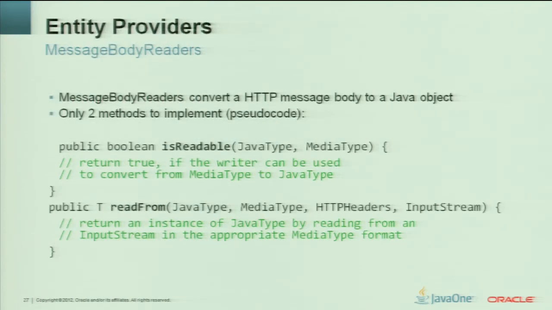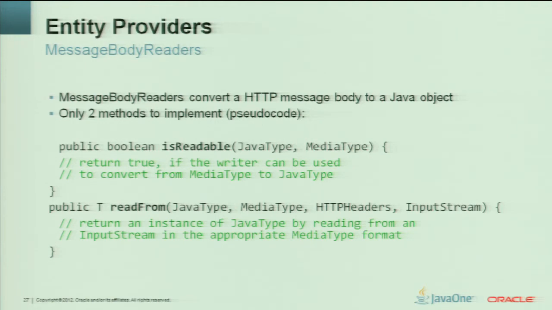So, an example: the message body reader interface. This is used for converting an HTTP message body to Java objects, and you only have to implement 2 methods. That's pseudocode without all the details of the parameter names, but basically it looks like that. When you want to create a new message body reader, you have a Boolean method called isReadable, which checks whether the implementation can read a Java type from the media type that is specified here.